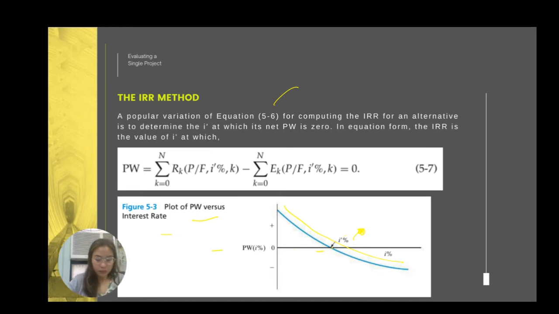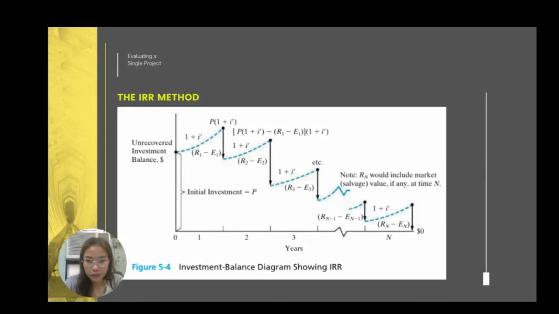So, let's show that one. Gani siya. Gani siya ang investment balance diagram showing the IRR. Kani siya na figure shows how much of the original investment, kung naka-initial investment diri nga P, imo initial investment na P, ginapakita diri on in an alternative is still to be recovered as a function of time. So the downward arrow represent annual returns. Kani siya ng mga arrow.